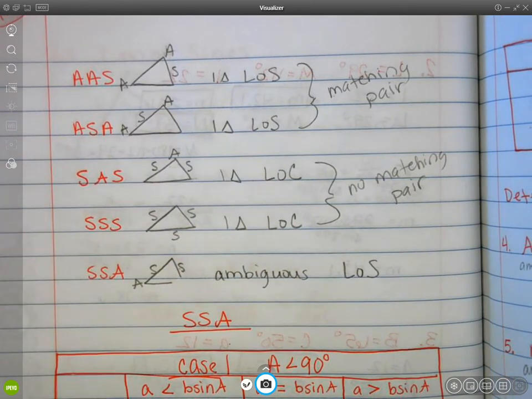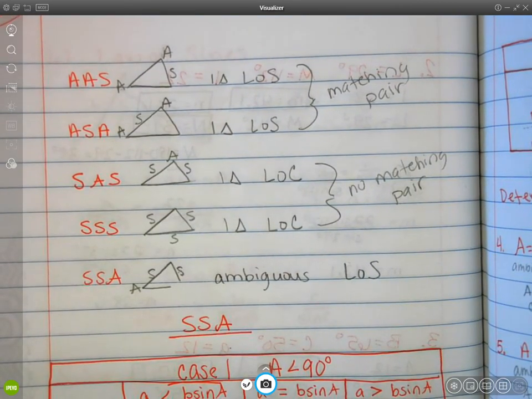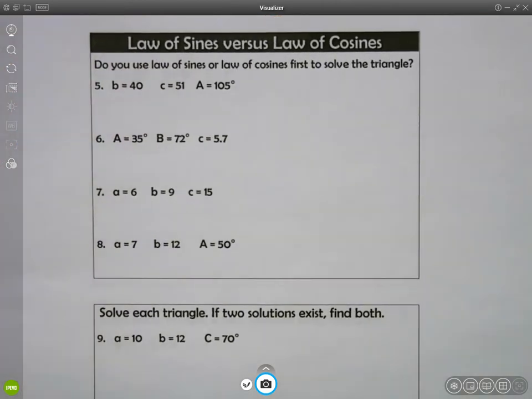Okay, so make sure you have that written down, pause the video, and copy it in your composition book if you need to. And then we have what we're going to do today, which is just, can we look at what we're given and say whether we're going to use law of sines or law of cosines. And then we'll do a couple of problems.